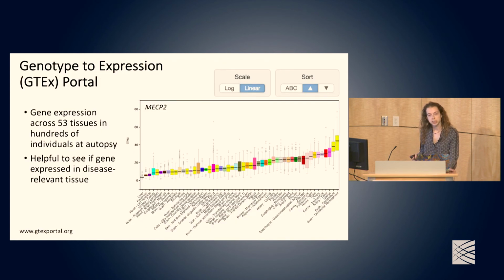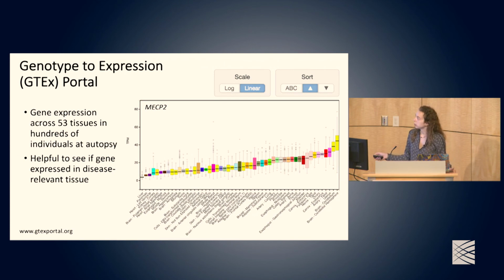If I have a variant in a gene where I know what the gene does, or don't, one of the things I might think about is what tissues this gene is expressed in, because that could impact what phenotypes it might be likely to cause. So I'm showing MECP2 here, which is associated with Rett syndrome, which affects females and is a neurodevelopmental regression disorder. But this is just to show an example.